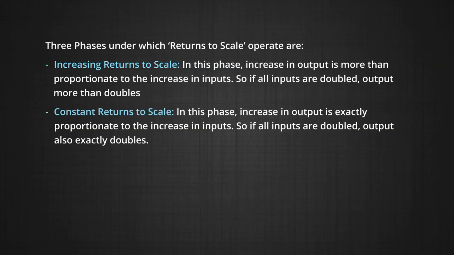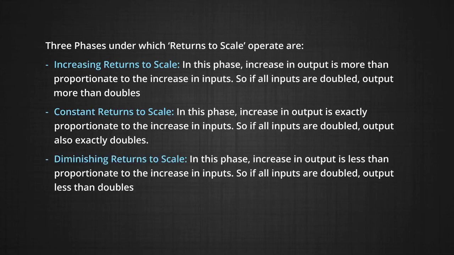Constant returns to scale are said to exist when an increase in output is exactly proportionate to the increase in inputs. In this case, if all inputs are doubled, output also exactly doubles. Diminishing returns to scale. This is the case when the increase in output is less than proportionate to the increase in inputs. If all inputs are doubled, output also increases, but it less than doubles.